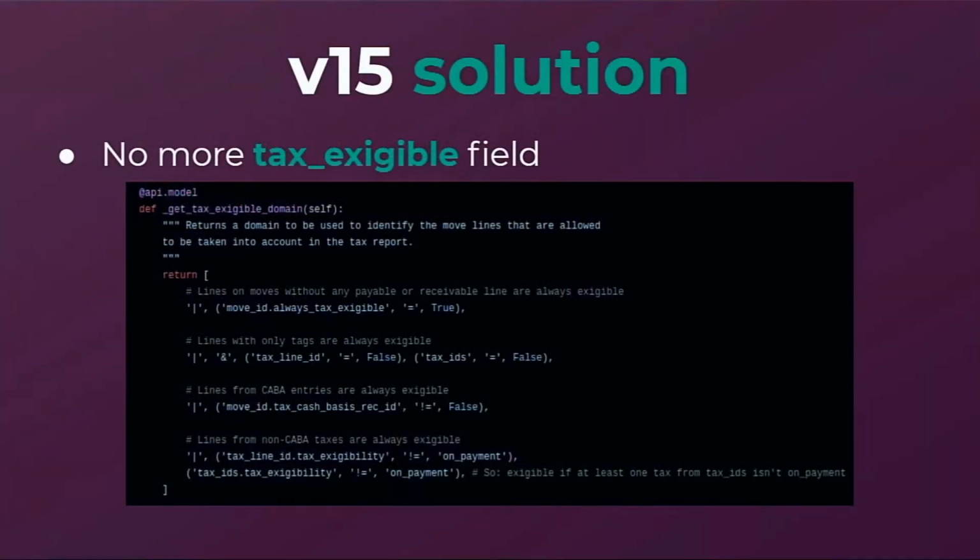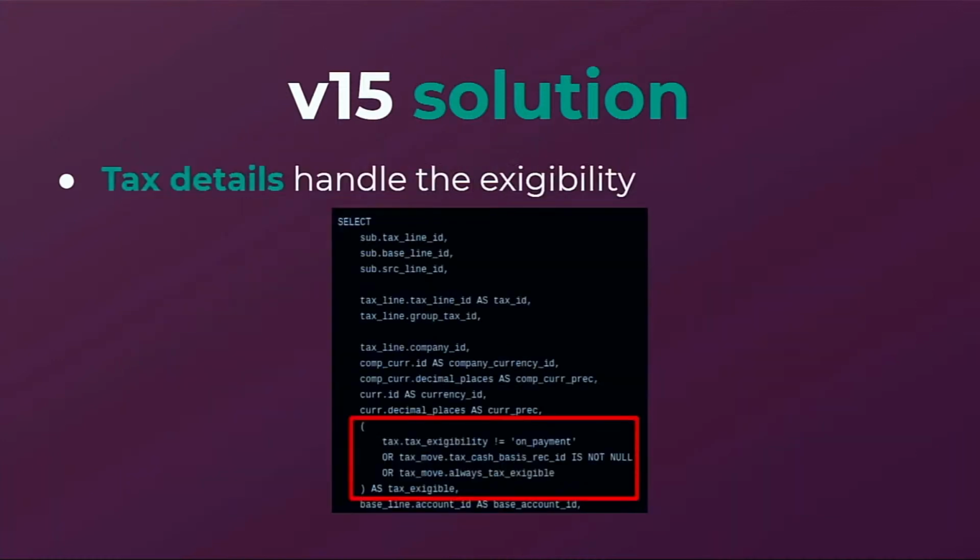In V15, what we do first is that we totally get rid of this tax exigible field on account move line. We replace it by domains on move lines and SQL handling, combining the domains and SQL parameters to handle that properly in the right reports. You can see here one of those domains, actually the main one, that is mimicking the behavior of the tax exigible field. This domain uses a bunch of different features and is actually using another field that we're going to talk about just after. So with domains like that, we also do, as I told you, SQL handling.